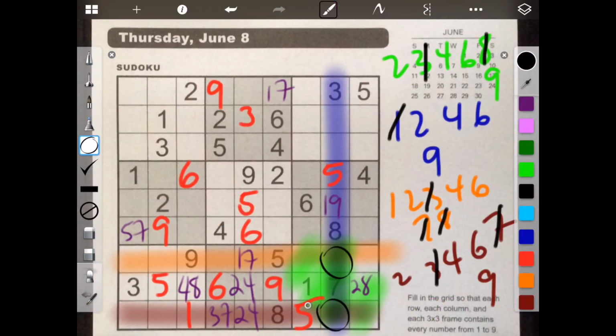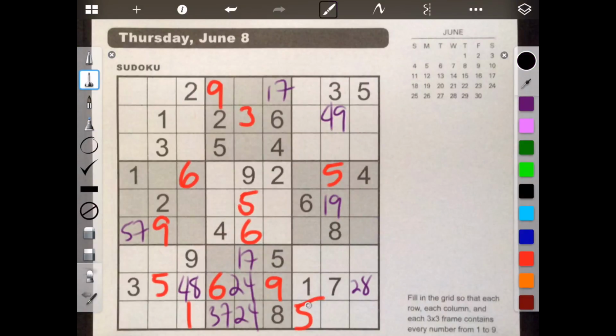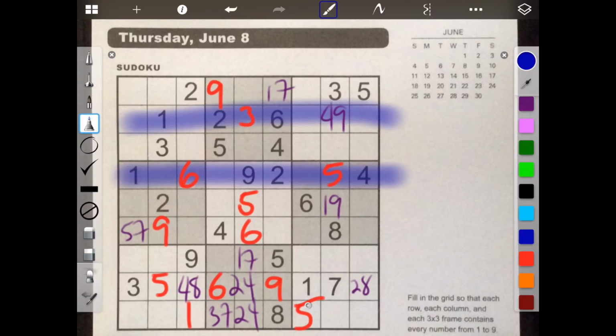If we stand here, we got 1, 2, 3. So we need 4, 5, 6, 7, 8. So 4 and 9 go there. Okay, so let's see what this is. We have a 1. Oh dear. We have 1, 1.